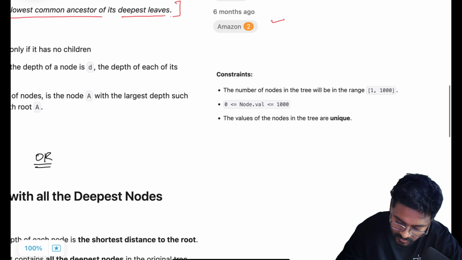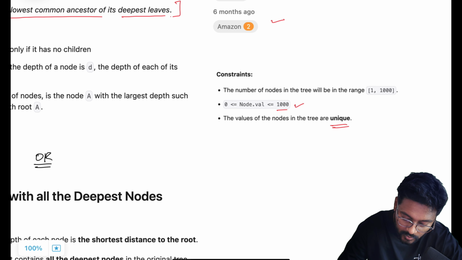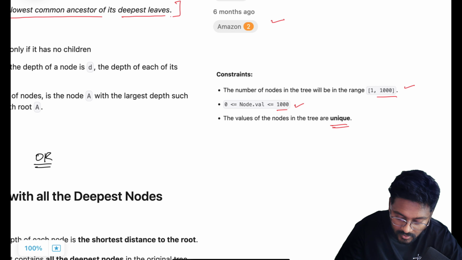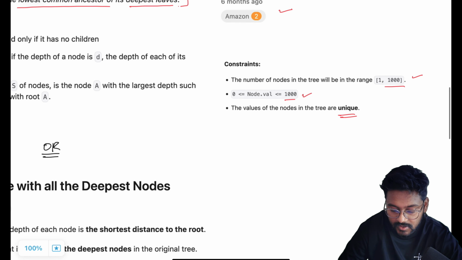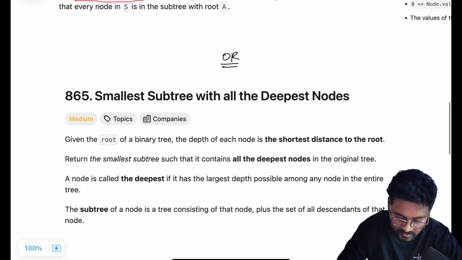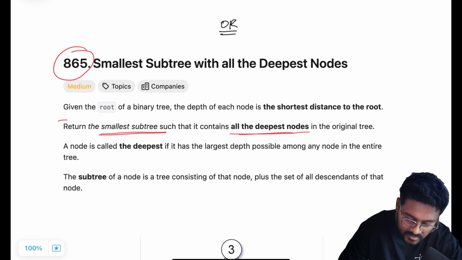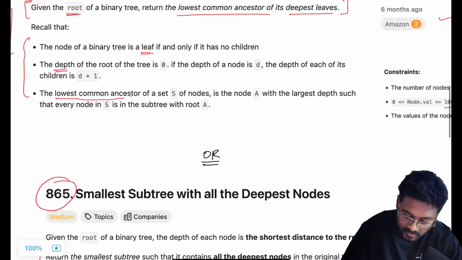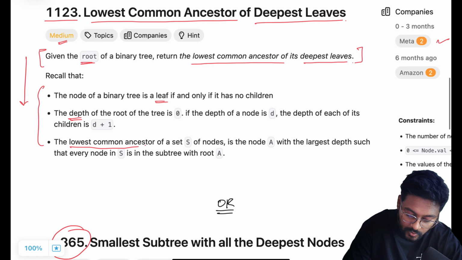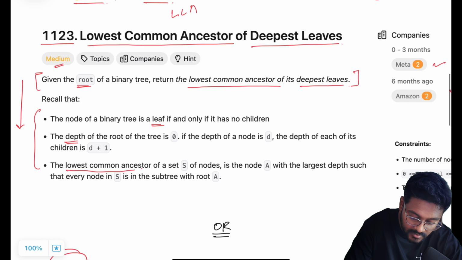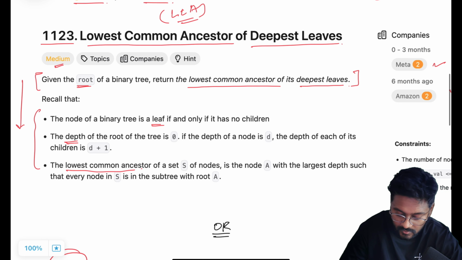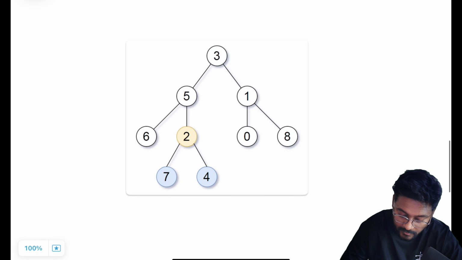In the constraints, they are saying all the nodes are unique. Node values will go up to 1000 and the number of nodes will also be in the range 1 to 1000. This is the second problem, 865: the smallest subtree such that it contains all the deepest nodes. It is the same thing, finding the lowest common ancestor, LCA, of the deepest leaves. Okay, now let's come to the problem statement.